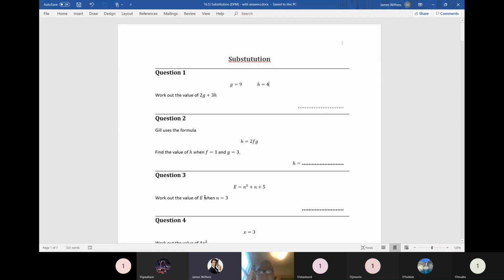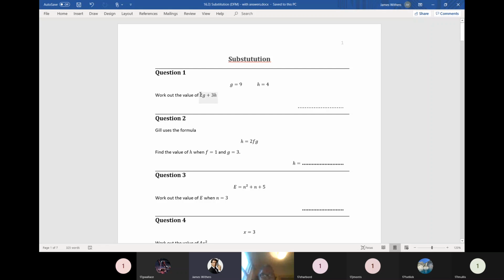Here we go. This is the worksheet you'll be filling in if you run it off, and this is what's on Dr. Frost. I just want to remind you of the types of questions. This is a typical substitution question. They're asking you to work out what 2g plus 3h is.